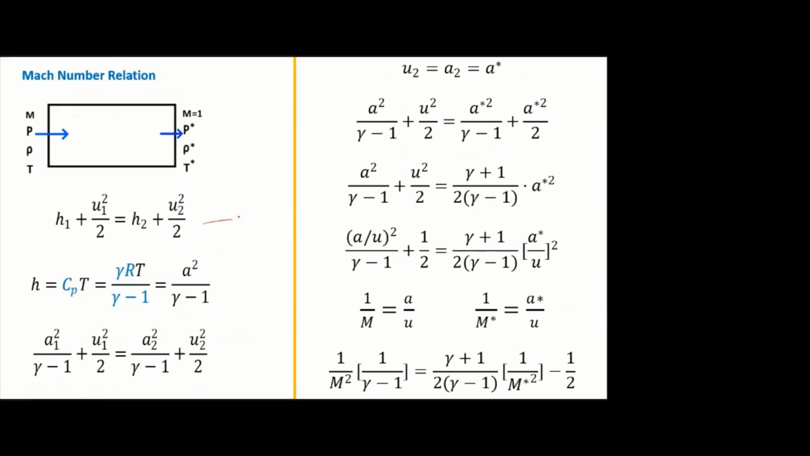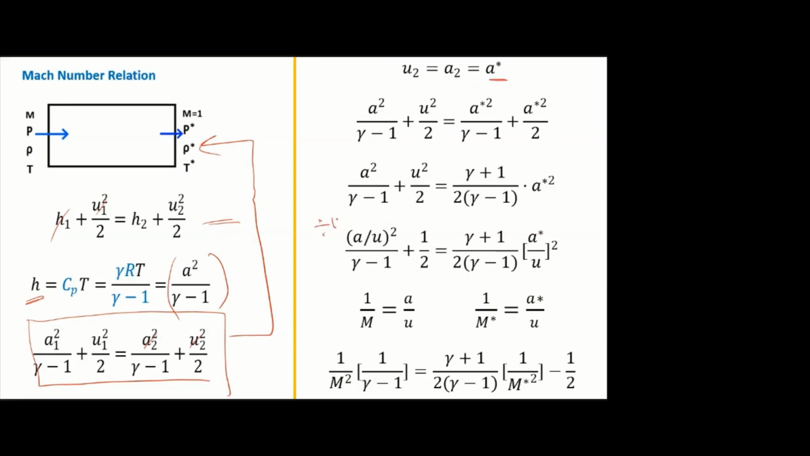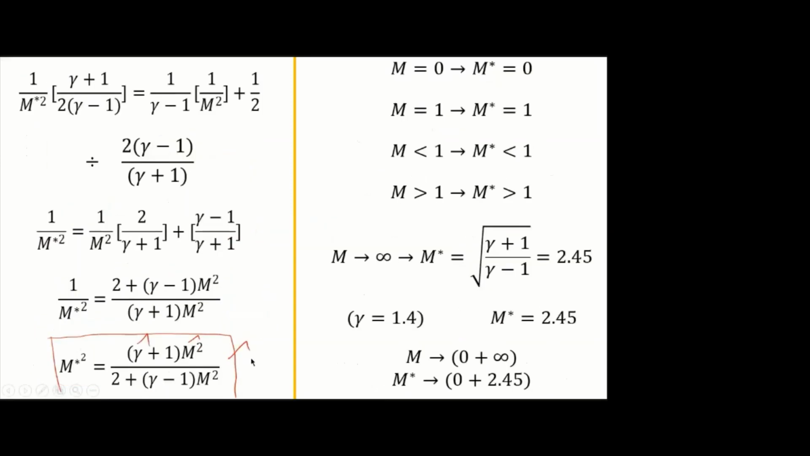So in the energy equation, I don't want H, U and all, so H I converted into A square by gamma minus 1. So this is the final equation. Then apply this energy equation to the control volume. In station 2, it is sonic, so these two are A star. Then simplify, divide by U, and you will get M and M star. Then rearrange, and this will be your final equation.